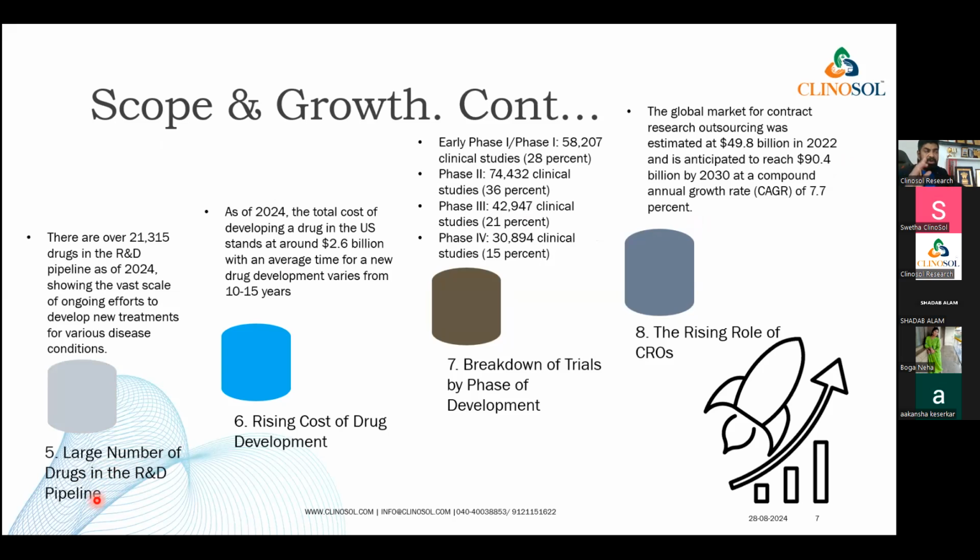Every company is focusing on a large number of molecules, including Pfizer, Novartis, Novo Nordisk, Sanofi, and Amgen. And there are different MNCs working on multiple R&D pipelines. And the cost of drug development has gone up so much as of now. Now, the breakdown of trials: phase 1 has 58,000, phase 2, 74,000, phase 3, 43,000, phase 4, 30,000. So you can understand how much the number of clinical trials has increased.